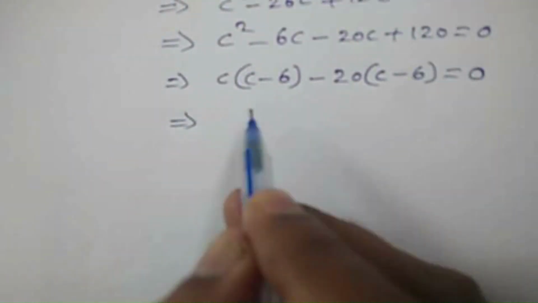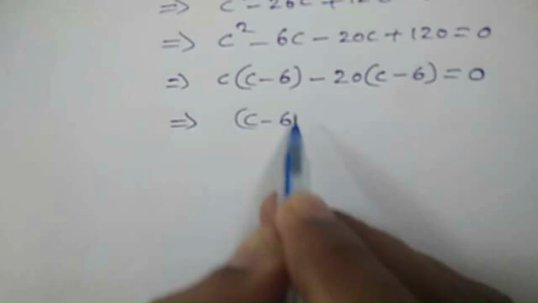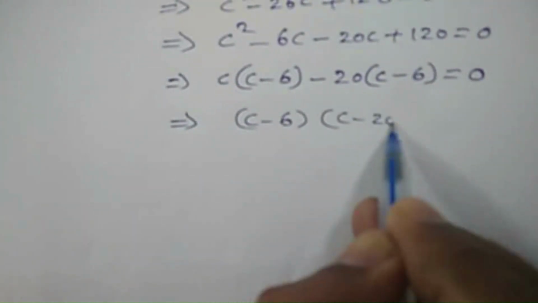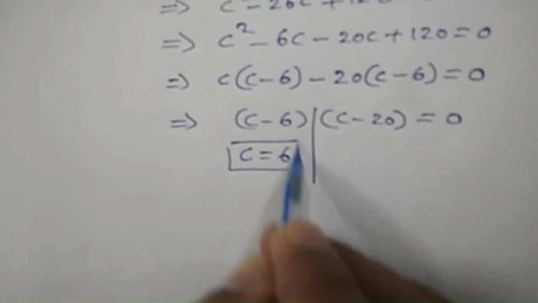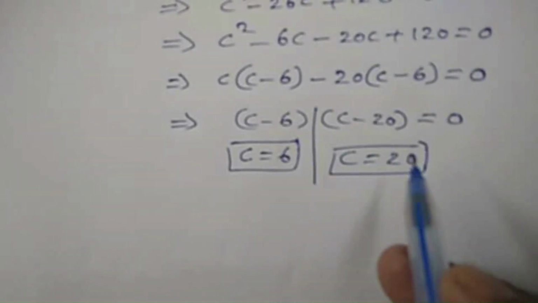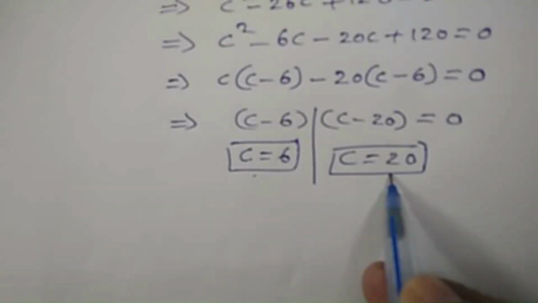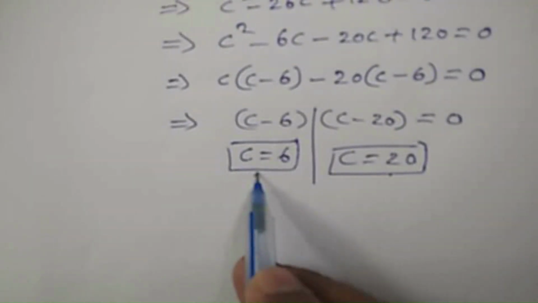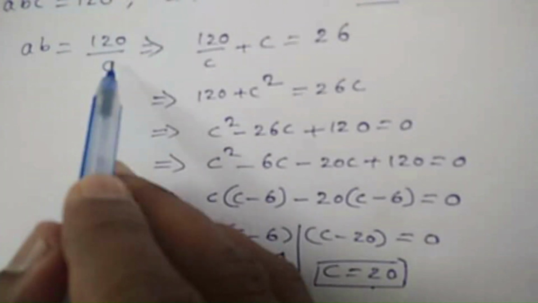That implies, again, take c minus 6 as common: c minus 6 into c minus 20 is equal to 0. From this we can say c is equal to 6, c is equal to 20. Here we got two values of c. c is equal to 6 and c is equal to 20. Take this first value and substitute it in ab is equal to 120 by c.